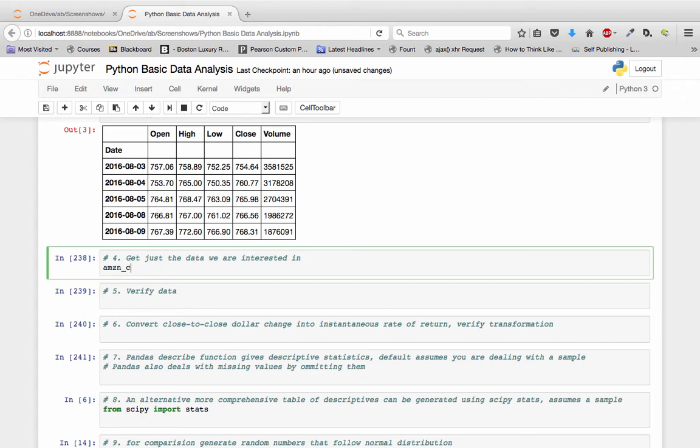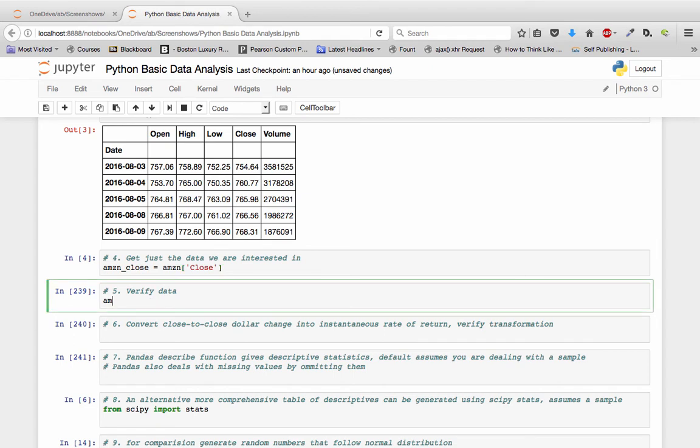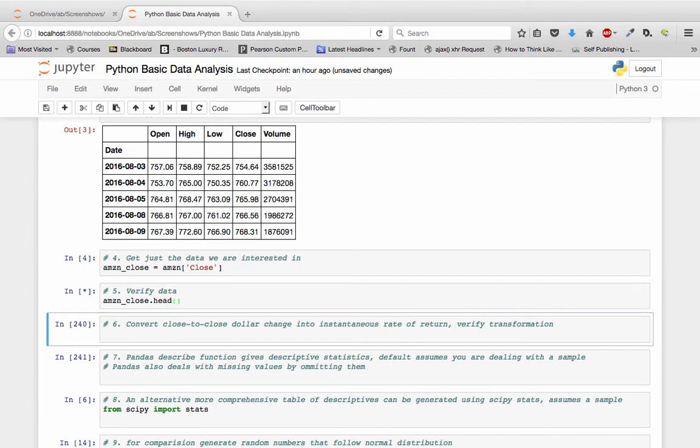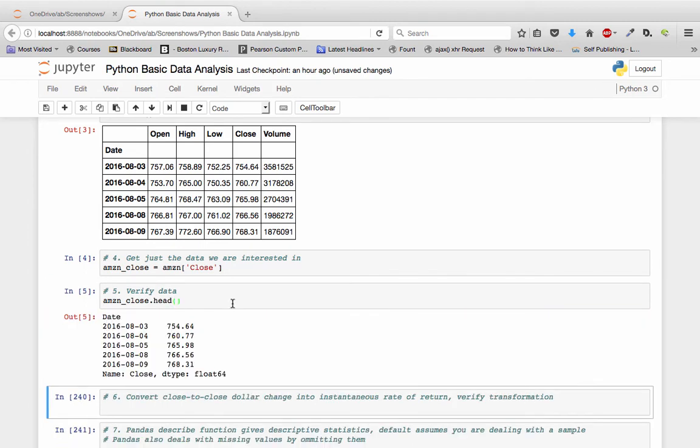All right. So we're gonna go ahead and calculate the price change close to close. All right. So to start with, we're gonna go ahead and get just that closing column, all right, from the Amazon data frame. All right, once again, we'll just confirm that we got what we think we got using the head function. Okay, and so you can see that, okay, well, we didn't actually get a data frame here.